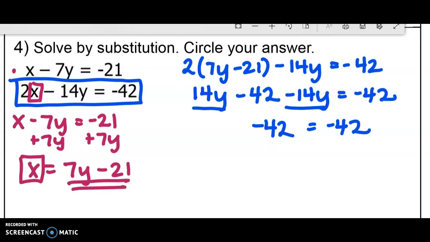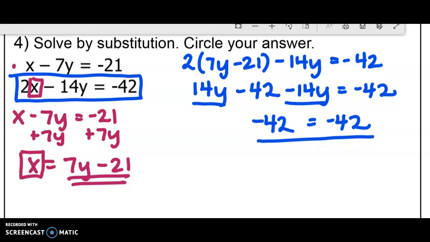Okay, this is one of the special cases. Remember, when you're solving systems of equations, if all of the variables cancel out, I have either no solution or infinite solutions. So what I've got to decide is, when they all cancel out, did they give me a true statement or an untrue statement? Well, this is true. Negative 42 is equal to negative 42. That means I have infinite solutions. That means that these two, if I were to graph them, are the exact same line.